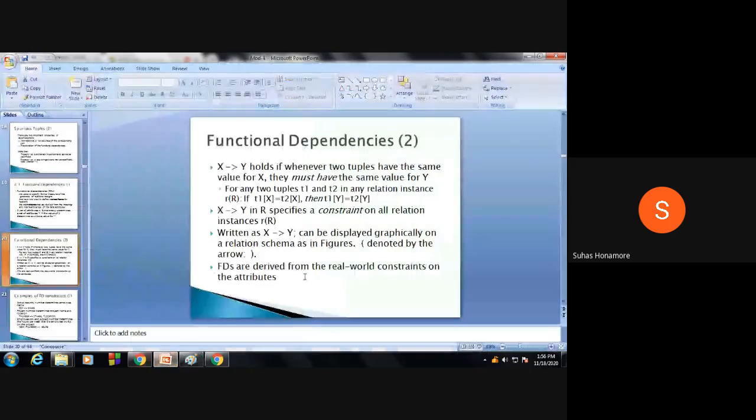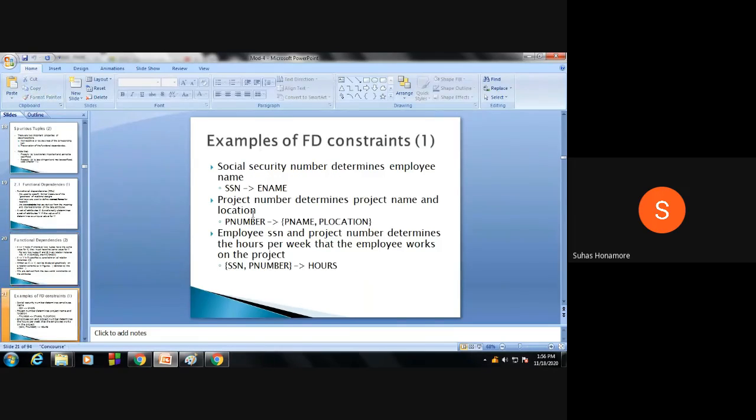So in real life, whatever things will be there, those all things FDs normally will capture. These are some examples. In our company database system, from SSN I can derive the employee name. If I have a P number, that is project number, I can derive the project name also, and the project location, in which location it is. So these two together are my Y here. This side is an X only.